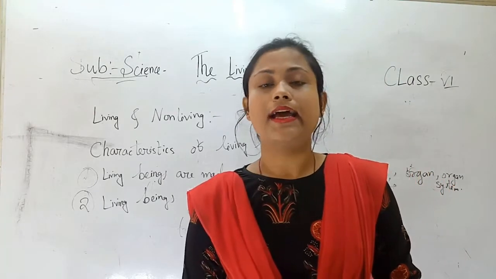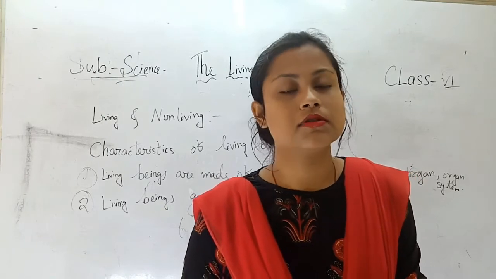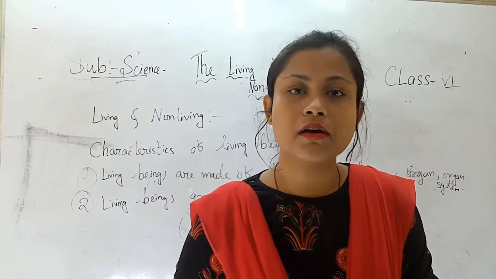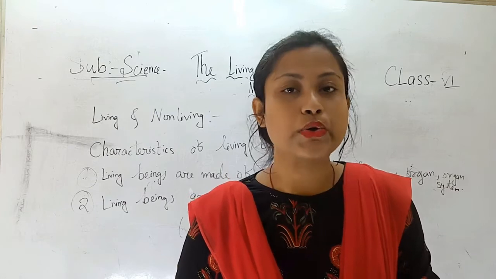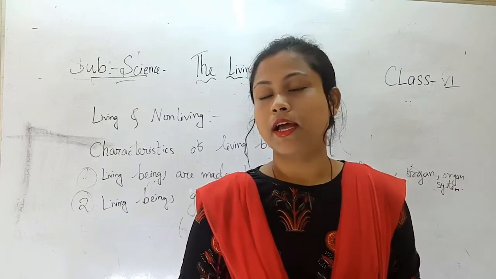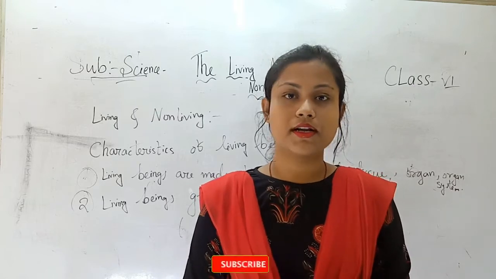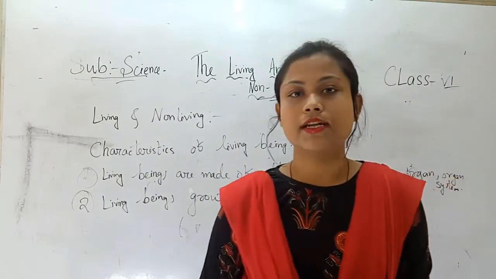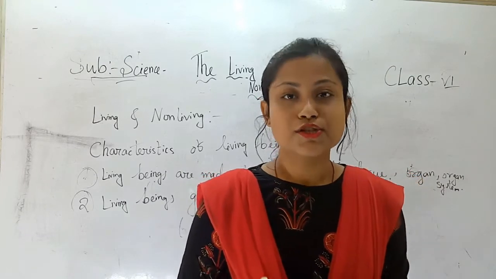Okay. And as we all know, matter is made of molecules. What is matter made of? Matter is made of molecules, and molecules are made of atoms, and atoms are made of electrons, protons and neutrons. Okay, it is a completely different topic which we have already discussed in our class. Now as the name of the chapter is the living and the non-living, we will discuss the things which are present in your chapter.